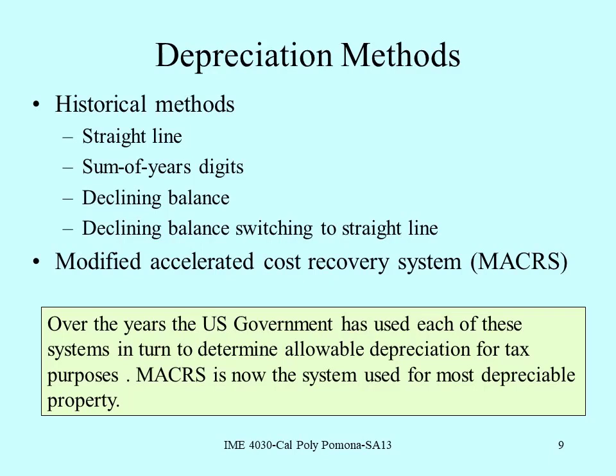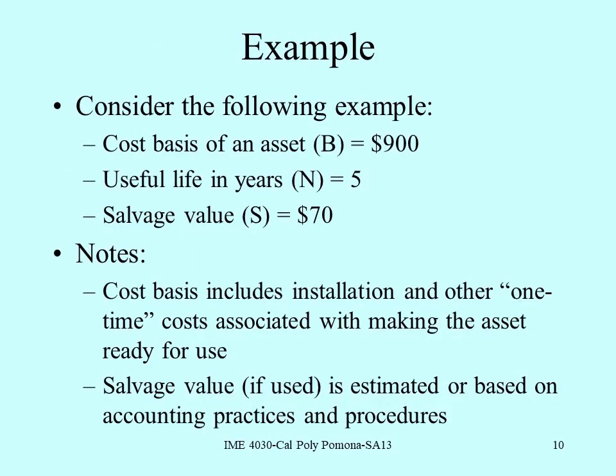And then we're going to cover what's called the Modified Accelerated Cost Recovery System, or MACRS, which is currently in use in our current tax system. So we'll cover all those, but keep in mind that it's MACRS that is currently in use. So let's go to slide number 10. We're going to set up an example, and we're going to use that example to illustrate some of the historical methods. In our example, we're purchasing an asset for $900.